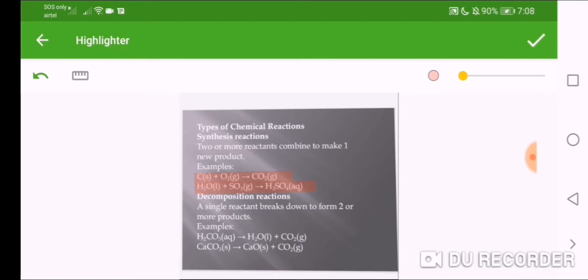A single reactant breaks down to form two or more products. In that reaction, one compound breaks and produces two or more compounds. Production of water and carbon dioxide from carbonic acid, and production of calcium oxide and carbon dioxide from calcium carbonate. Here the two reactions are given. Then we go to the next slide.